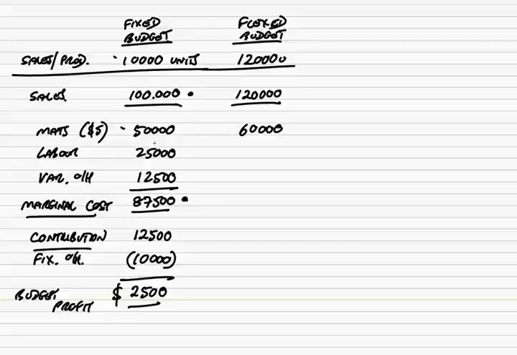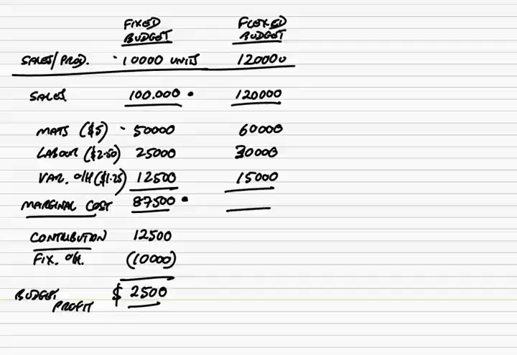Labour. Original budget was 25 for 10,000 units. It was $2.50 a unit. For 12,000 units, therefore, you'd expect to spend 30,000. And variable overheads. 12.5 for 10,000. You were budgeting on $1.25 a unit. 12,000 units actually produced at $1.25 comes to 15,000.